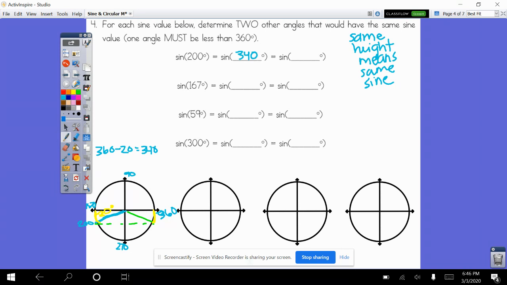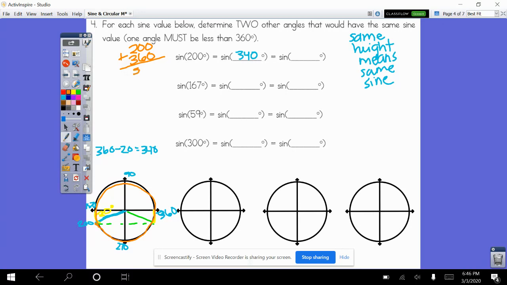All right. Now, that's the one that's less than 360. So now for my second one, I can make it really easy. If I know that 200 is one of my angles and I want to find another angle that's going to end up at the same spot, I just need to go one more full rotation around the circle. So 200 plus one more full rotation, that's 360. So I just need to do 200 plus 360.